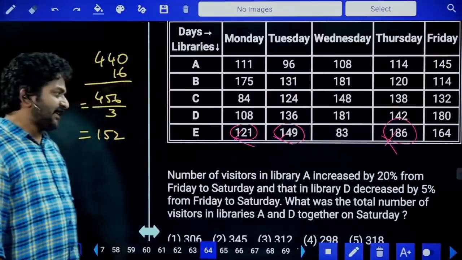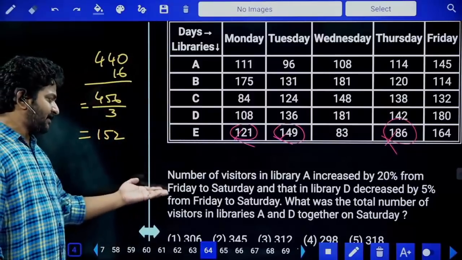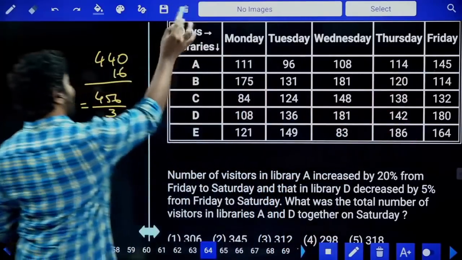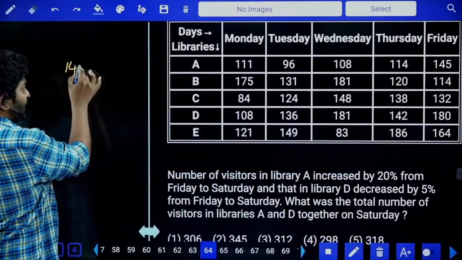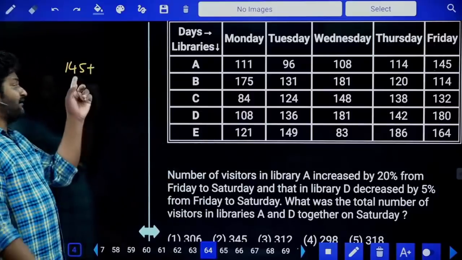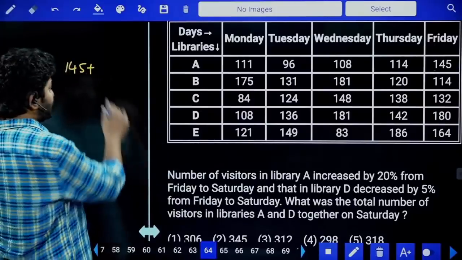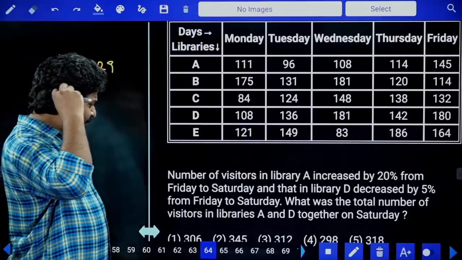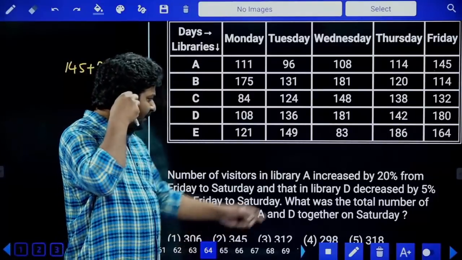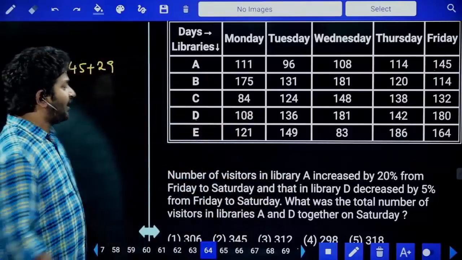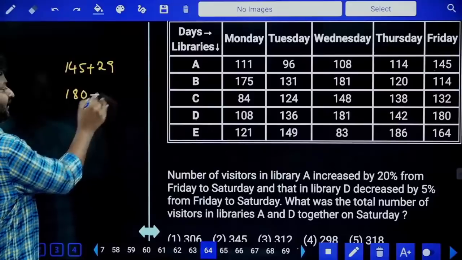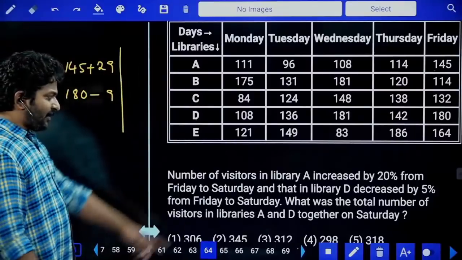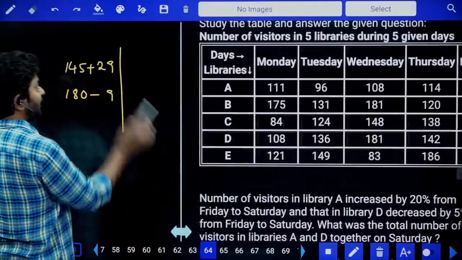Number of visitors in library A increased by 20% from Friday to Saturday. Friday we already have 145, and this fellow increases by 20 percentage. 10 percentage is 14.5, 20 percentage is 29. Right, next. And decreased by 5 percentage from Friday to Saturday for library D. Library D already we have 180. This fellow decreased by 5 percentage. 5% of this number is 9. Right. So now your question is to identify both together.